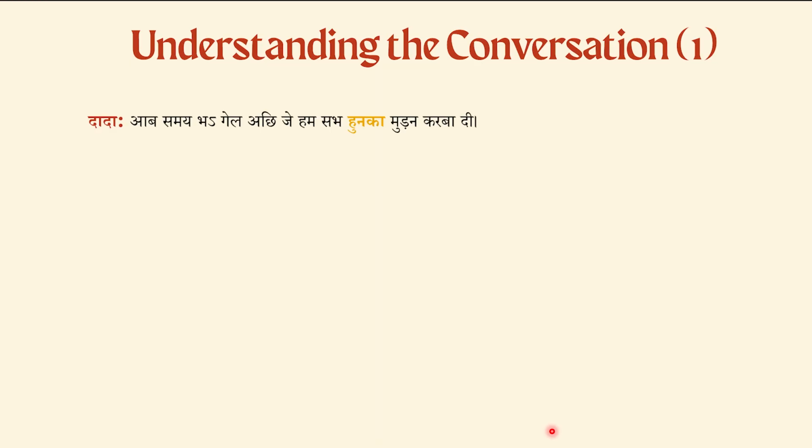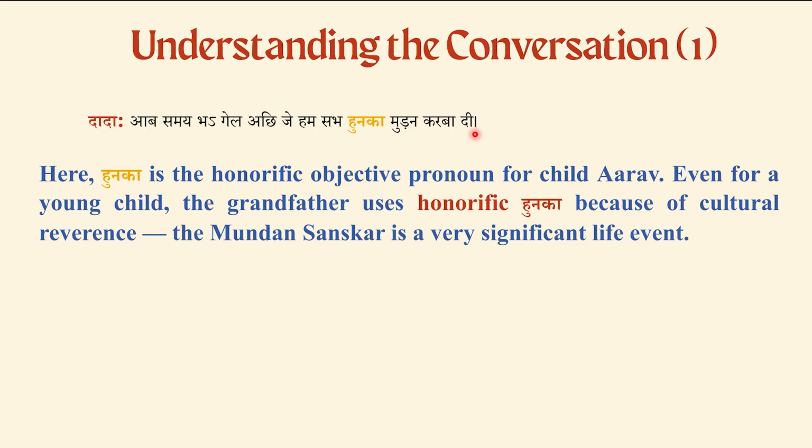So in one of the sentences, one of the character, that is Dada, the grandfather, says, आब समय भ गेल अछि जे हम सब हुनका मूड़न करबा दी. Now in this sentence, hunka is the honorific objective pronoun for child Arab. Even for a young child, the grandfather uses honorific hunka because of cultural reverence. The Mundan Sanskar is considered a very significant life event in the life of any child.